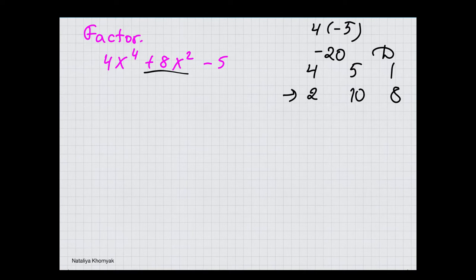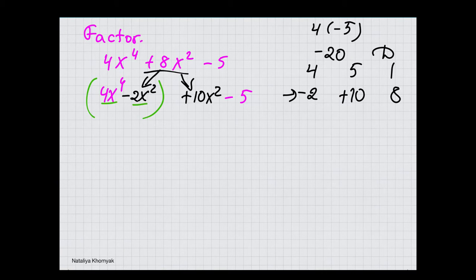We need more positives, less negatives, so we will rewrite 8x to the second as negative 2x to the second plus 10x to the second. Let's keep everything else as is. So here we can take out x to the second. We can also divide both of these by 2. Now here we can divide both of these by 5.